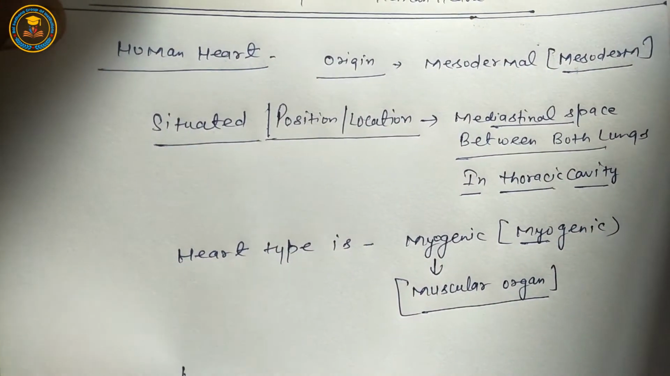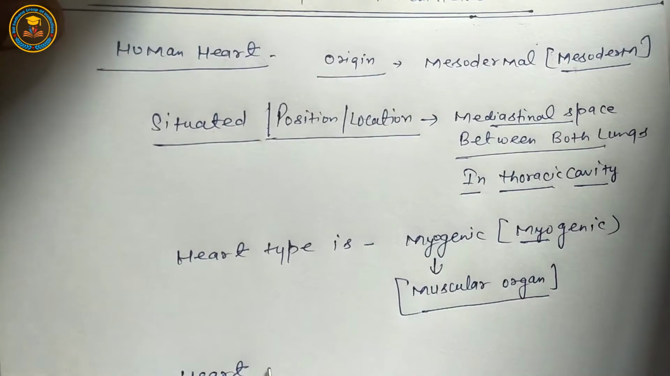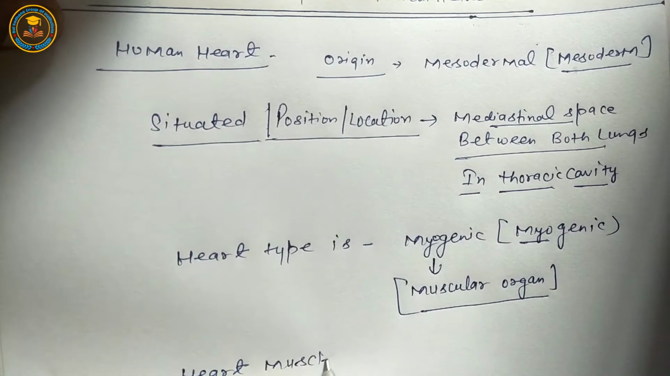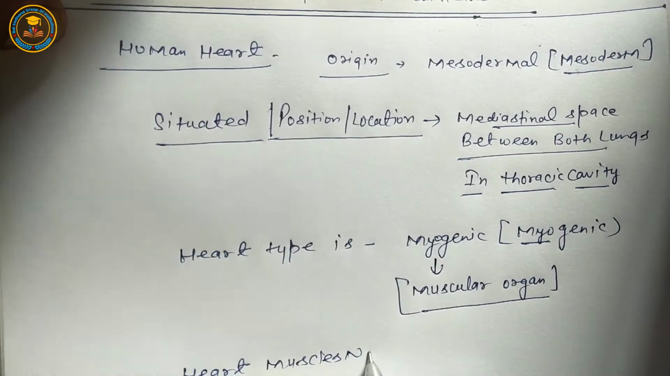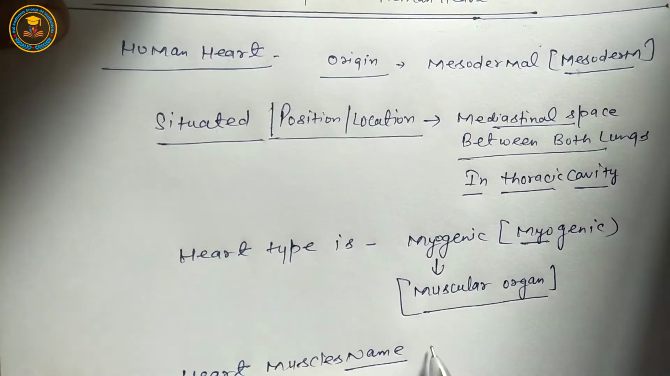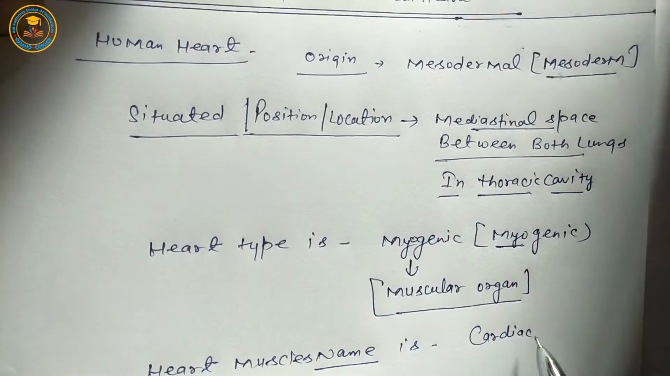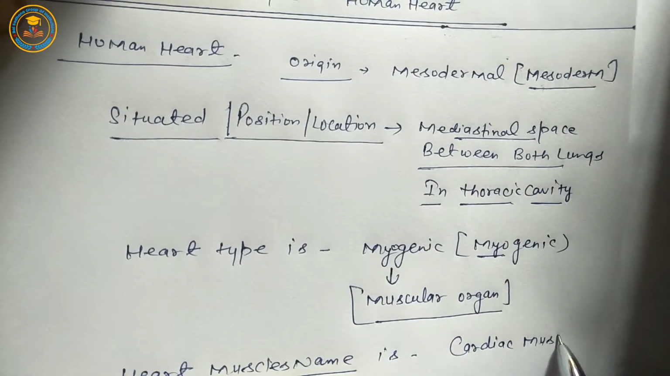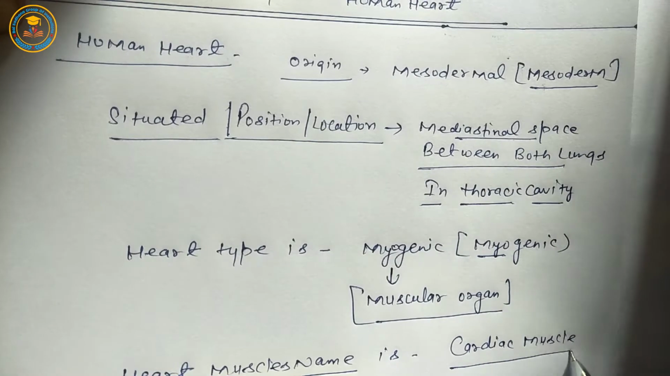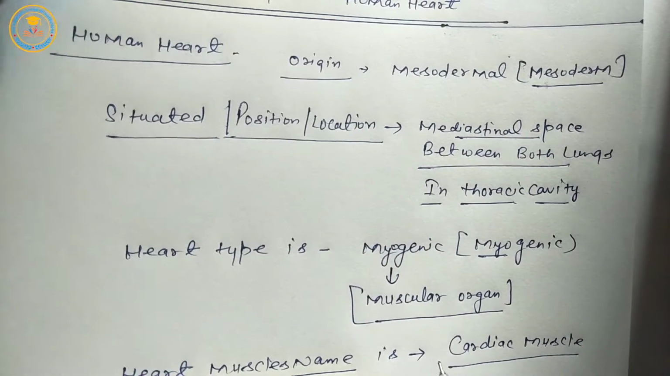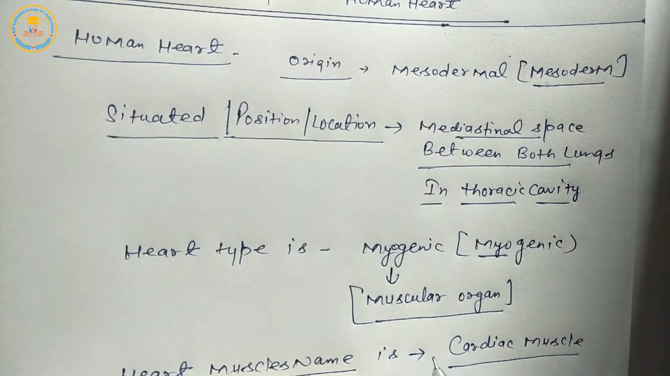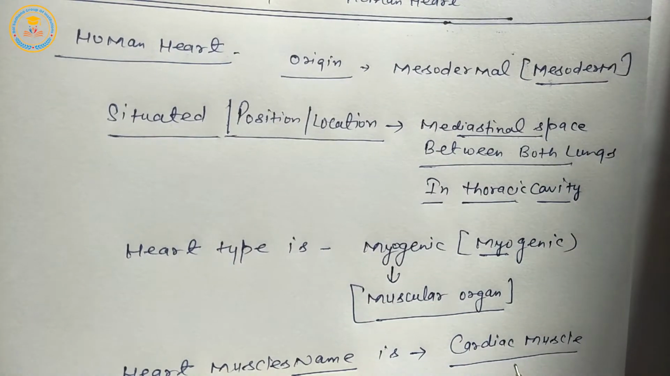Next is heart muscles. Name is cardiac muscles. Students, we studied cardiac muscles in detail in the skeleton system chapter. Cardiac muscles are involuntary and striated muscles.